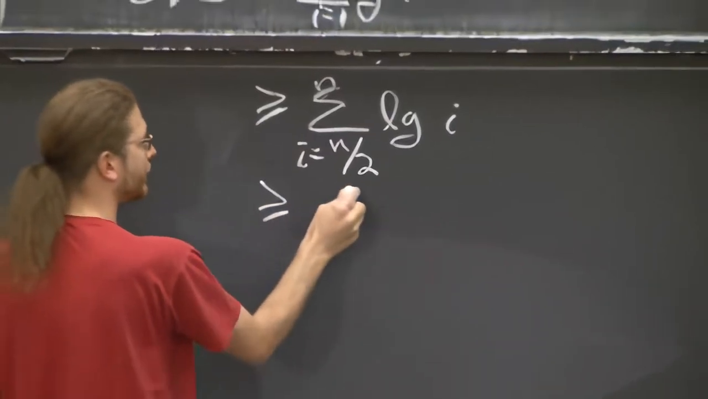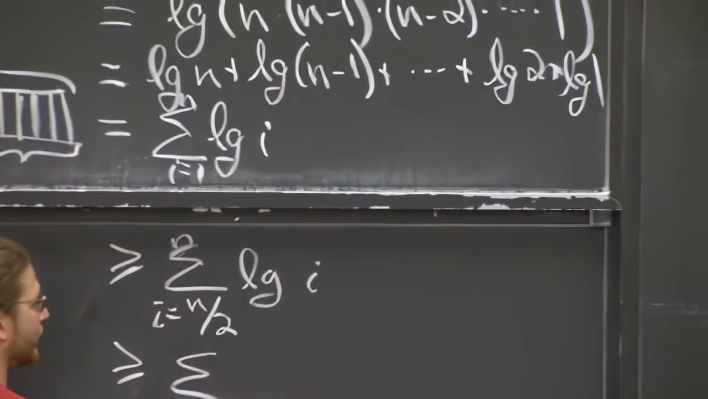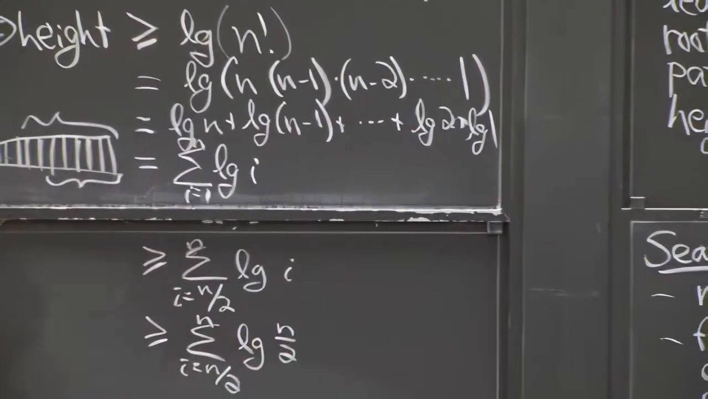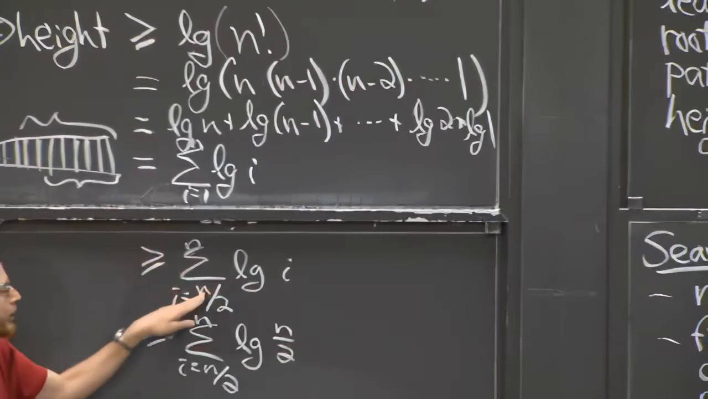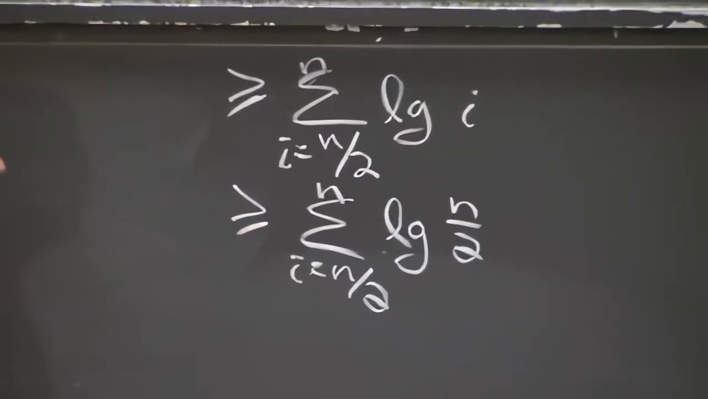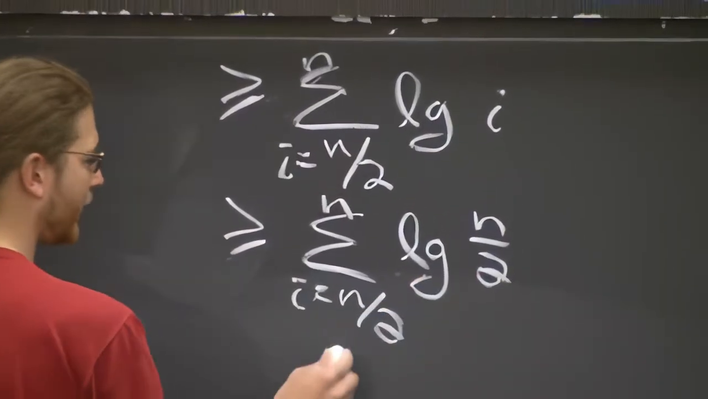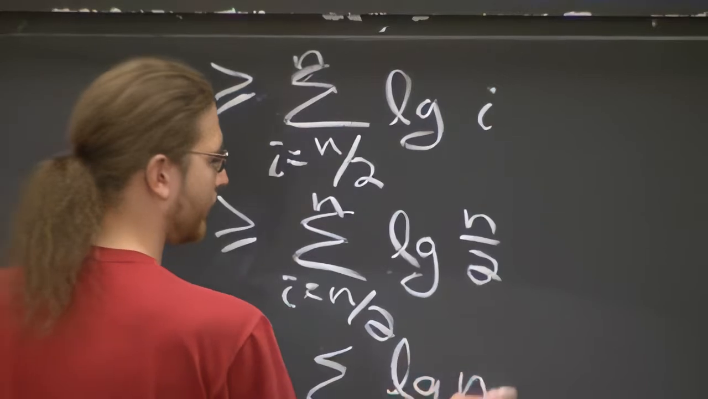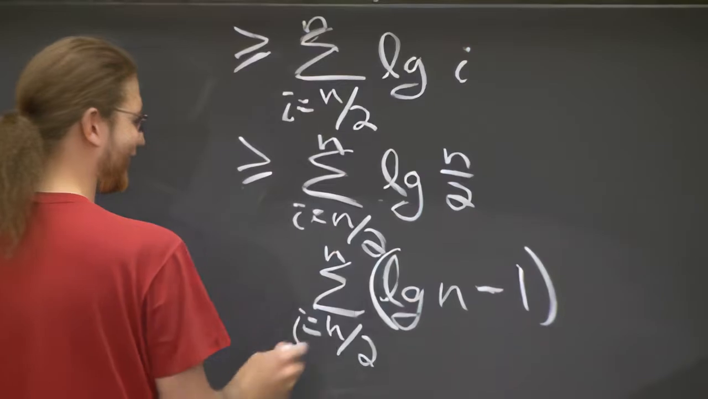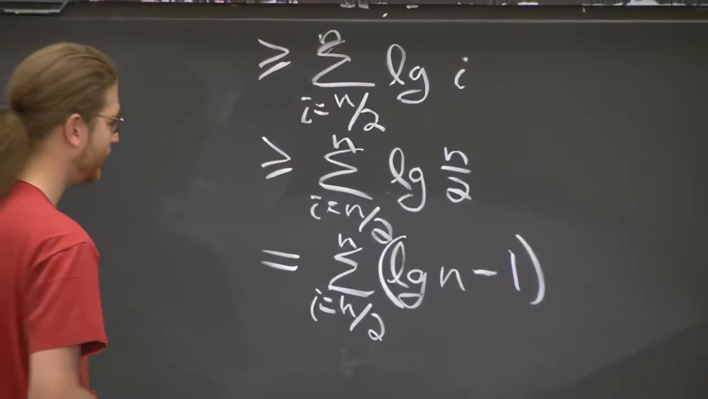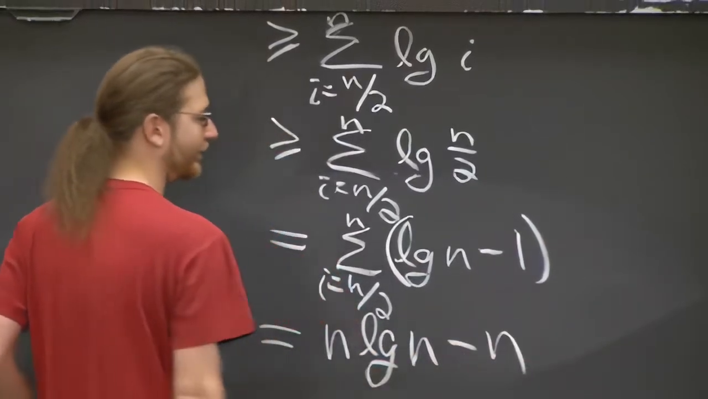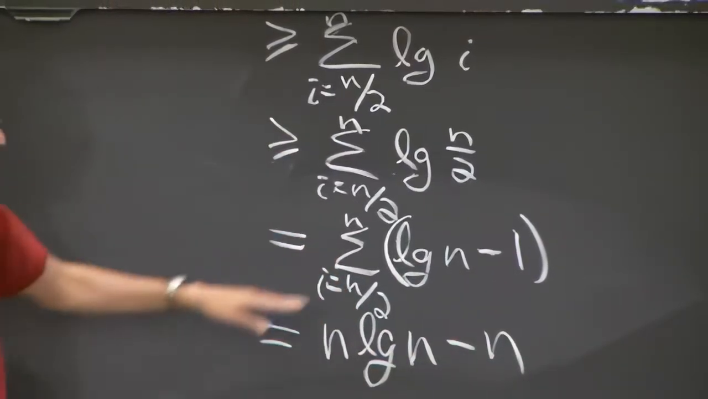And this is going to be at least the sum i equals n over 2 to n of log n over 2. Right? Each of these terms is bigger than log n over 2. So if I just say, well, they're all log n over 2, that's going to give me something even smaller. But log n over 2, that's just log n minus 1. I love this. It's going to give the right answer even. So that's an equals. And so this equals n log n minus n. That summation I can do. All the terms are the same.